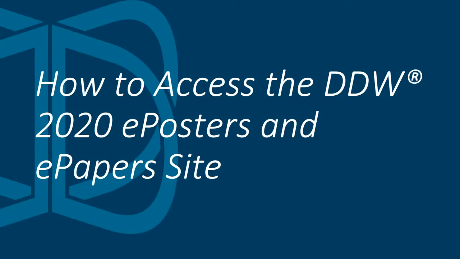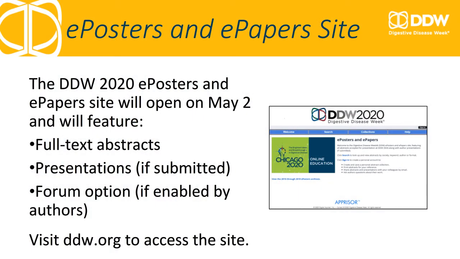This brief video will show you how to access and view abstracts and presentations at the DDW 2020 ePosters and ePapers site. The DDW 2020 ePosters and ePapers site will open on Saturday, May 2nd. The site will feature full-text abstracts accepted for presentation at DDW 2020 and presentation files, if submitted by the authors. The site is free and open to the public, and no login is required.